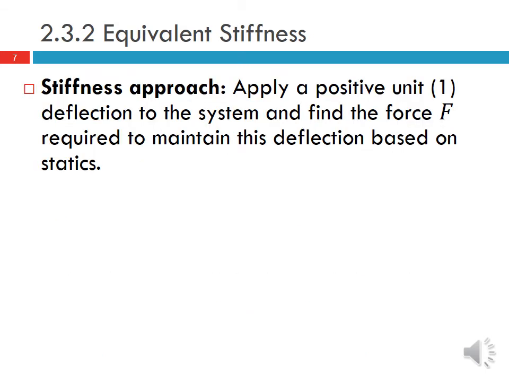Now, there are two main approaches to find this equivalent stiffness or effective stiffness. The first is called the stiffness approach, where we apply a positive unit deflection to the system and find the force F required to maintain this deflection based on statics. So k effective is then equal to F over 1, because this is our unit deflection that we're applying. So really, k effective is just equal to the F that we find.